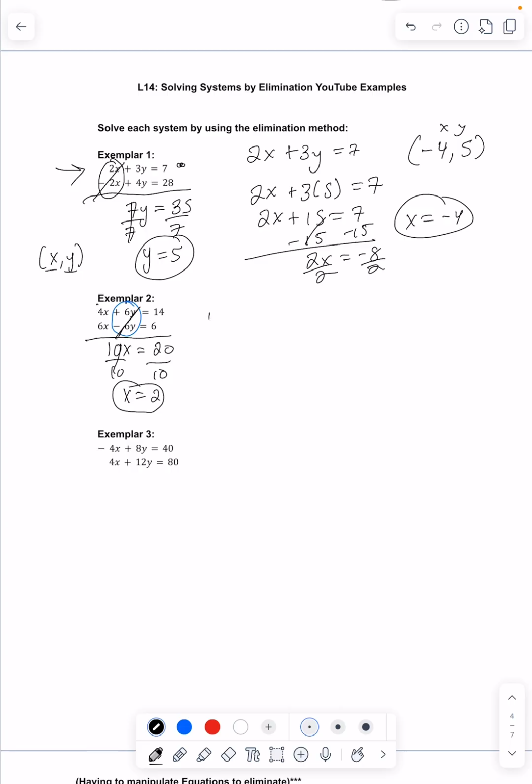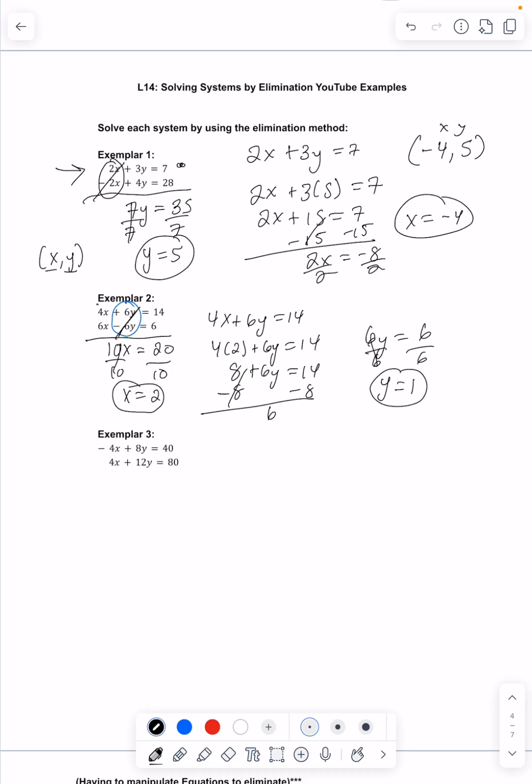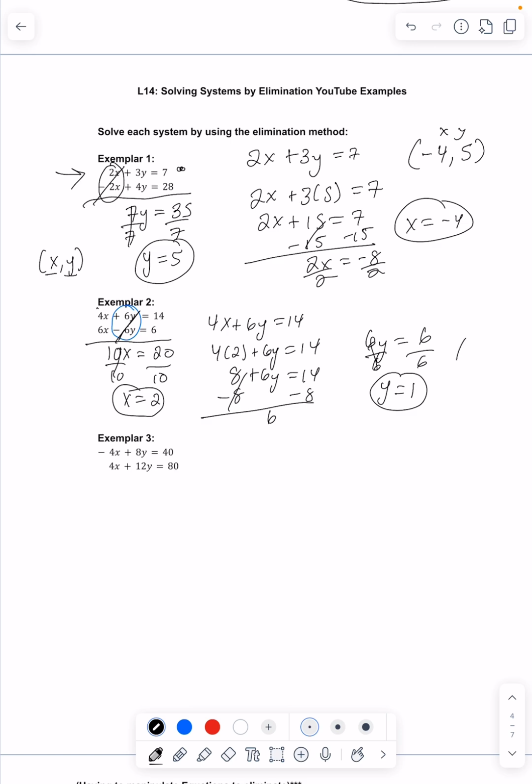And again, we just substitute it into one of the equations. Here I'm going to do it to the first one. And we get 4 times 2 plus 6y is equal to 14. We get 8 plus 6y is equal to 14. Minus 8. 6y is equal to 14 minus 8. We get 6. So divide by 6 to both sides. We get y is equal to 1 in this case, right? So the solution for this one would be at 2, 1.